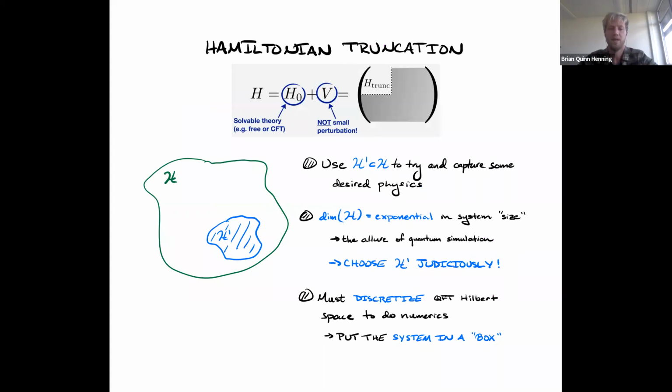So again, the idea is you have an H naught and a V, and you're looking at a subsector of the full Hamiltonian matrix. What goes into the choice of the states that you'll use for this H trunk is a choice of a Hilbert space inside the full Hilbert space. This is a tricky problem because the Hilbert space grows exponentially in size.